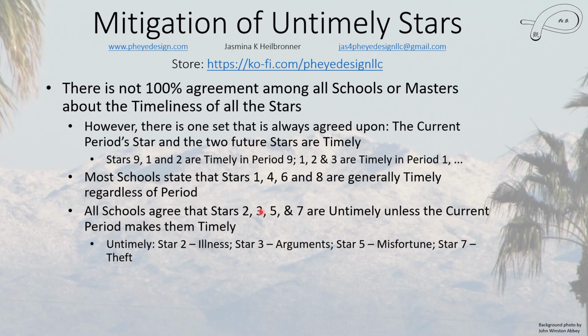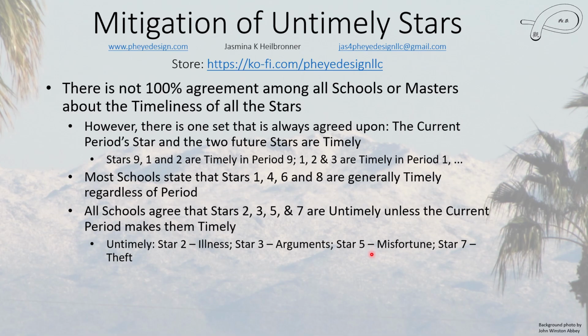And so if we look at these 4 generally untimely stars, star 2 is generally considered an illness star, not necessarily in period 9, 1, or 2, but that's where it's timely, and untimely is not what is completely agreed upon. Star 3 usually is associated with arguments. So if you have a sector in your house with a star 3, that might be the area where you have more than average arguments. And that is, of course, quite unpleasant usually.